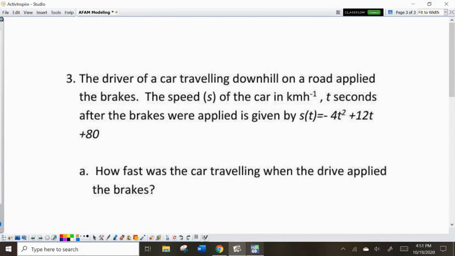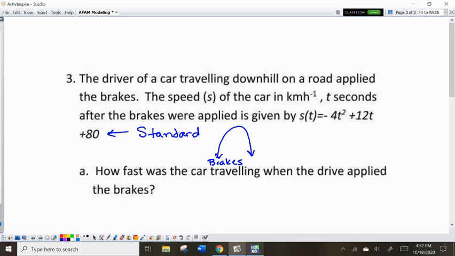In our last example, the driver of a car that is traveling downhill on a road applies his brakes, and we have a quadratic model that represents the speed of the car. As we look at this form, we should recognize that it is in standard form. It has a negative a value, so it's a quadratic that opens down. So when he applies the brakes, since the car is traveling downhill, it still accelerates a little bit before it begins to slow down again.